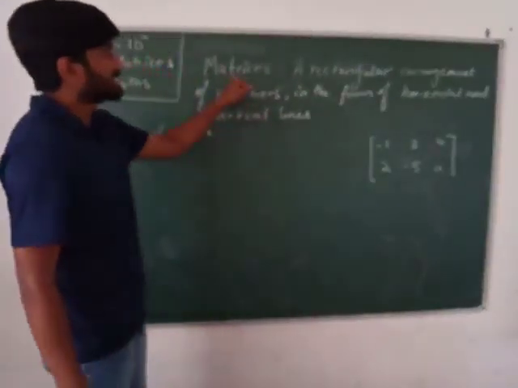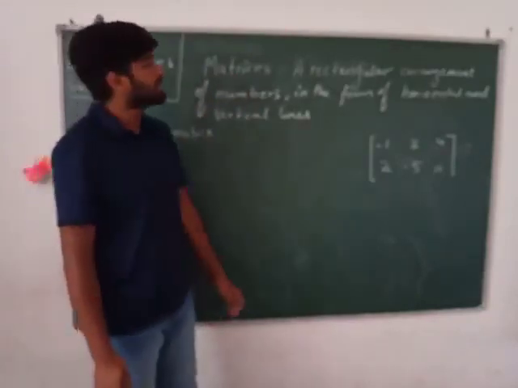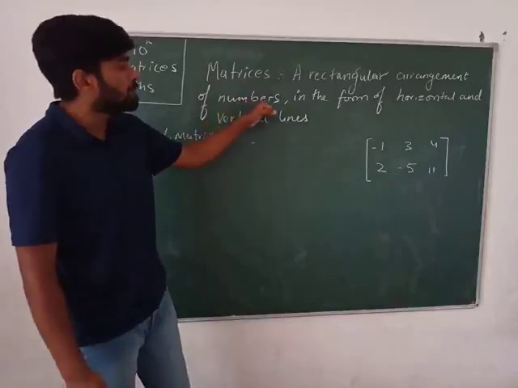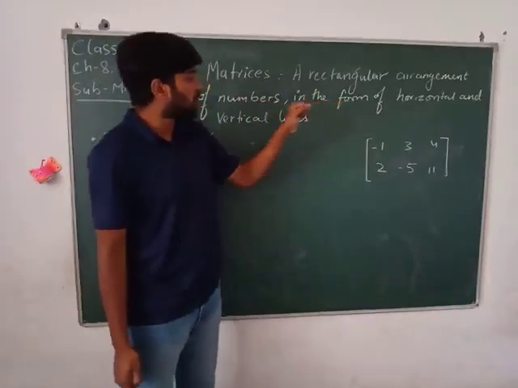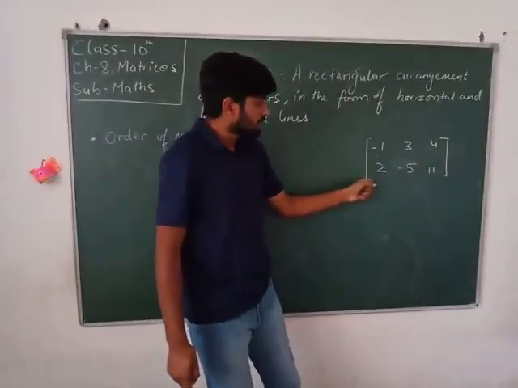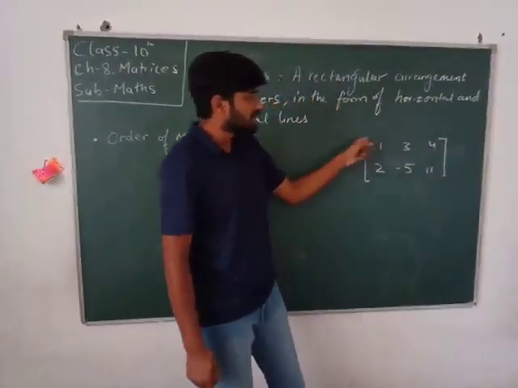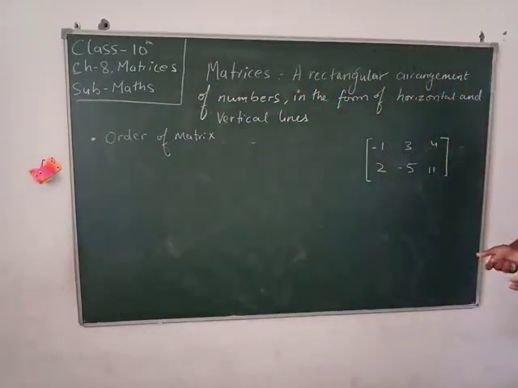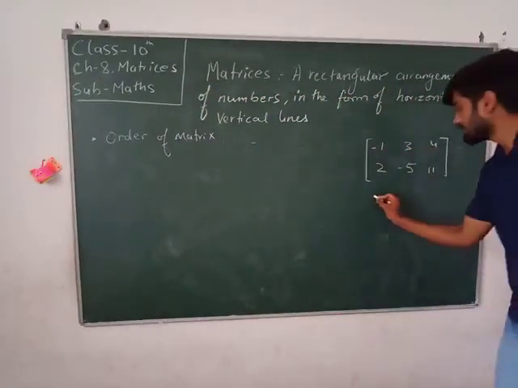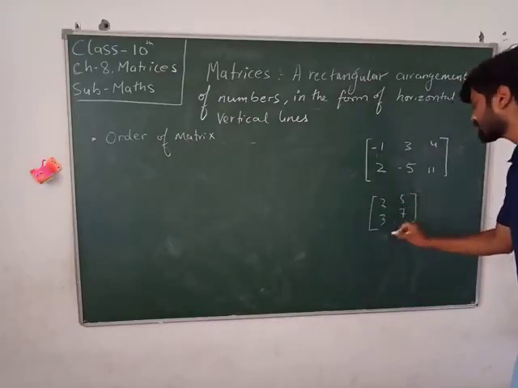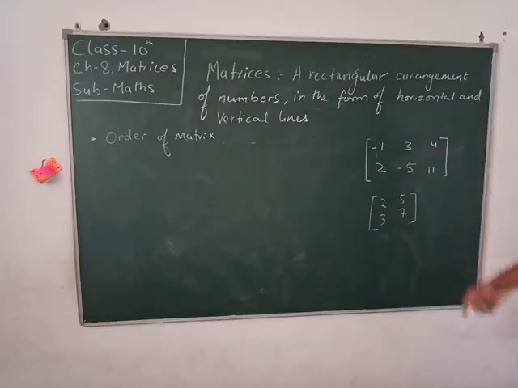Okay, so matrix, I have written a definition about matrix. Matrix: a rectangular arrangement of numbers in the form of horizontal and vertical lines. So you can see the brackets. If I have written down the brackets, I am showing a rectangular arrangement. Okay, it can also be written like this. Okay, this is also a matrix.